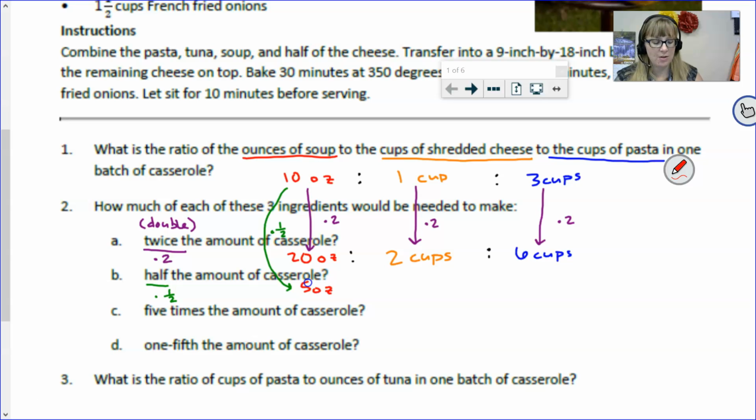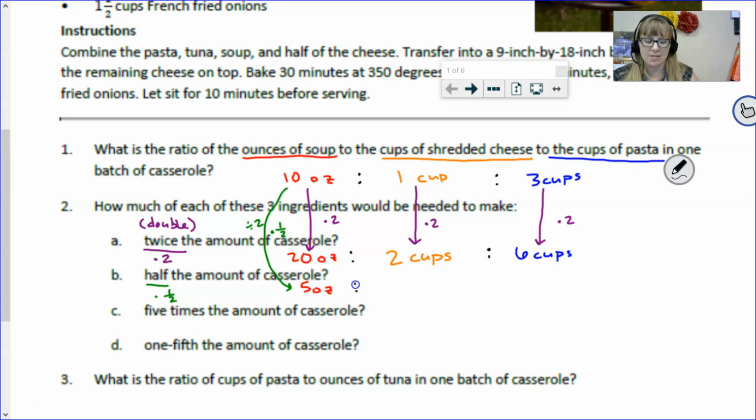Now there is another way that we can do this, and I want to make sure that we're paying attention to both methods. We can multiply by the fraction 1/2, but we can also divide by 2. Either way, 10 divided by 2 is 5, and 10 times 1/2 is 5 ounces.